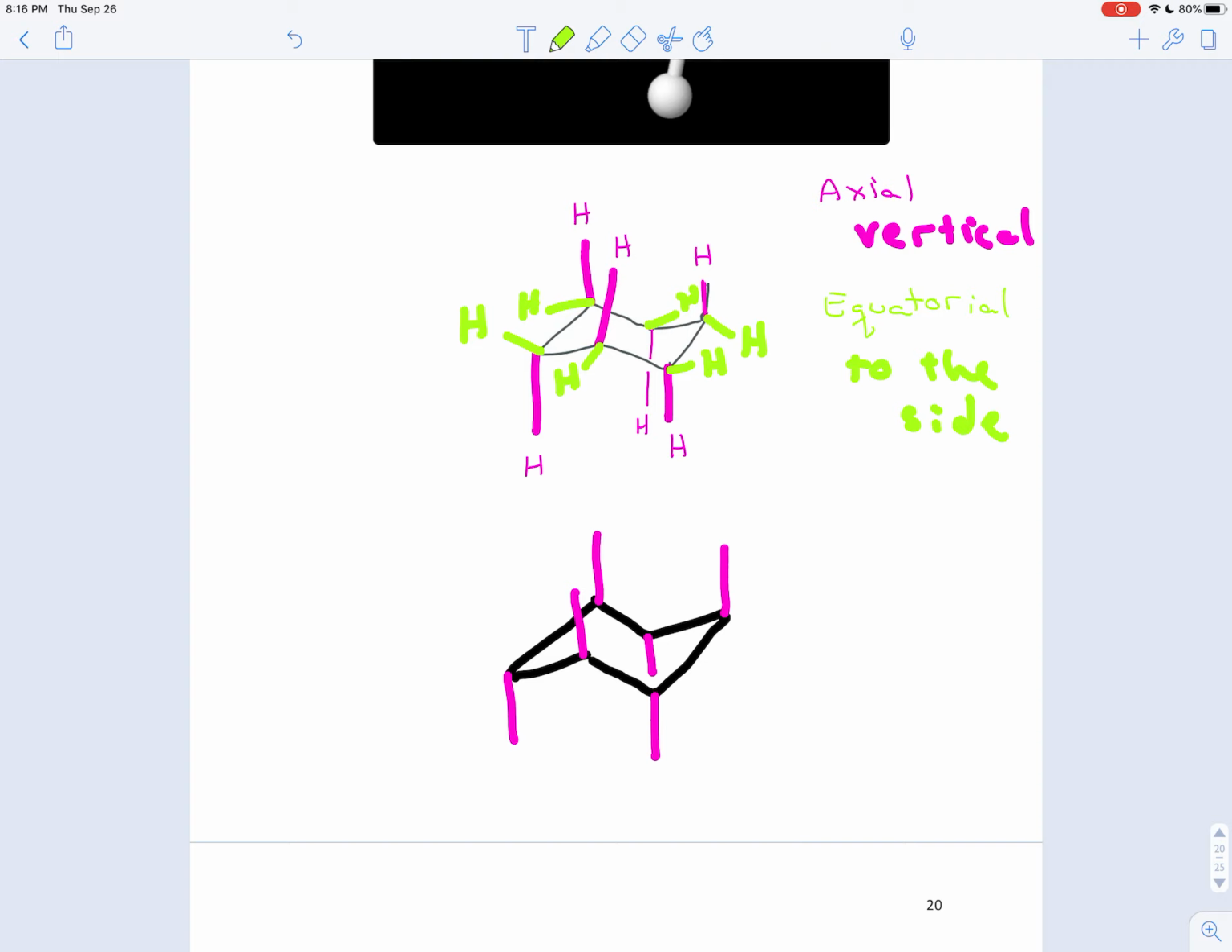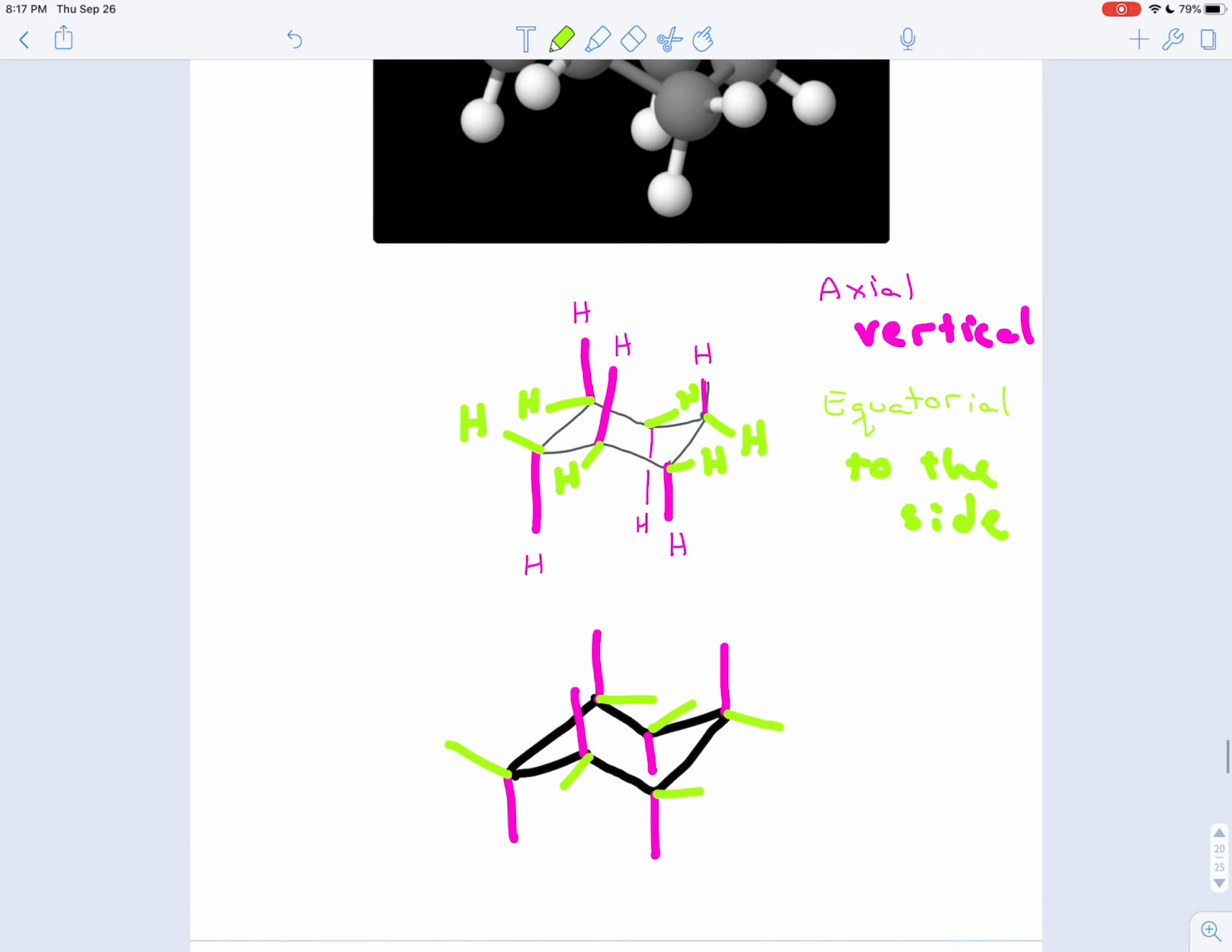If the axial position is going up, then the equatorial position is going down. And notice that every carbon has one axial and one equatorial group coming off of it. And so just like the axial switched up, down, the equatorial switches. So if that equatorial group at the far right is going down, the next one will be going up. If that's going up, the next one will be going down, up, down, up.